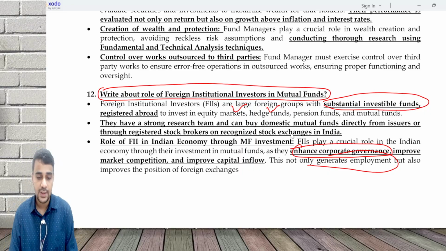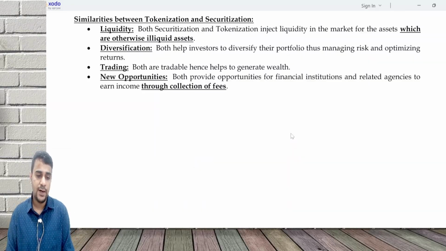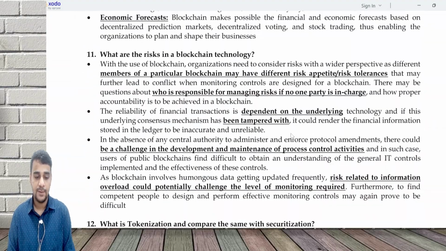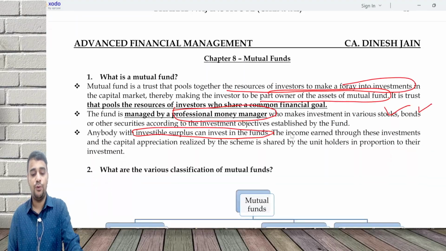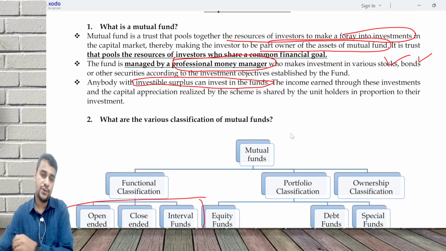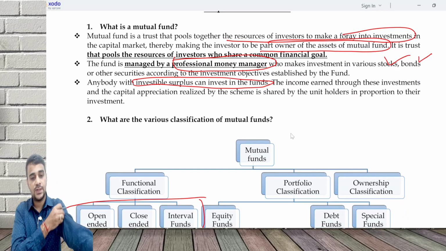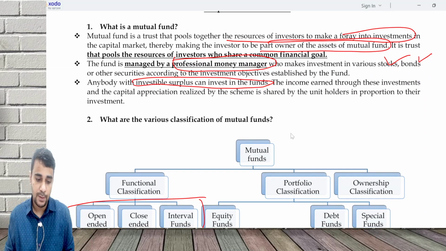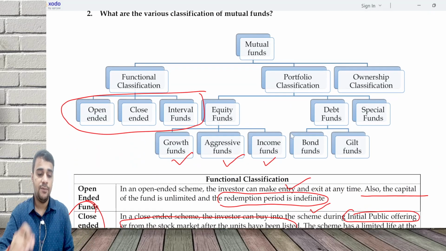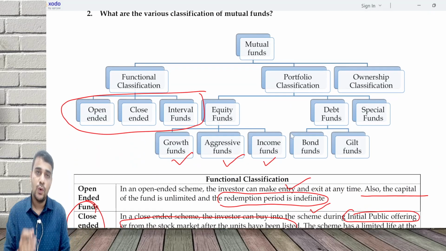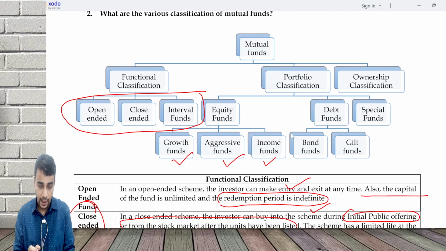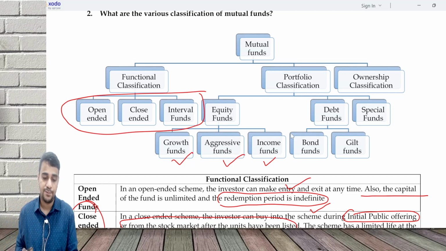So mutual fund, I'll just summarize what we did. A mutual fund is basically a trust. It is basically a trust which is pooling the money together. It is a trust which is pooling the money from like-minded investors and investing as per the scheme objective. There can be an open-ended scheme where entry and exit is allowed at any time. Close-ended, entry at IPO or new fund offer, exit on maturity. Interval, entry and exit at specified intervals.